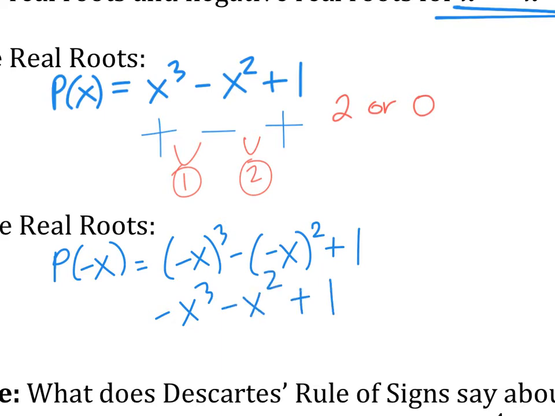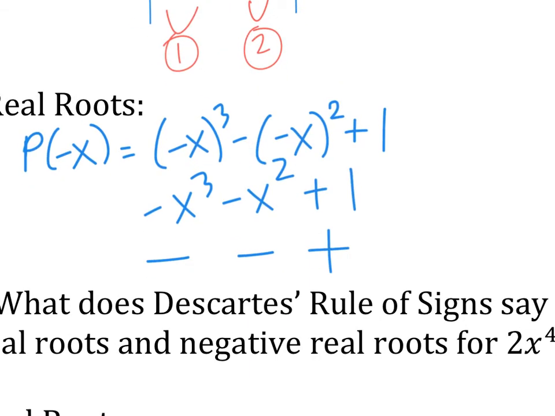Okay, what is the sign on this polynomial? Negative, negative, positive. How many times did the sign change? No, negative x squared is positive x squared. Just do it in order. Okay, how many times? Are you guys okay? Okay, please focus. So how many times did the sign change? Once.